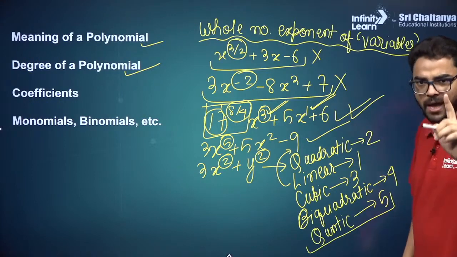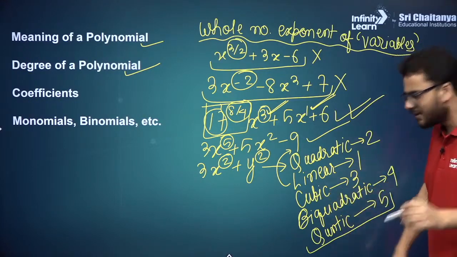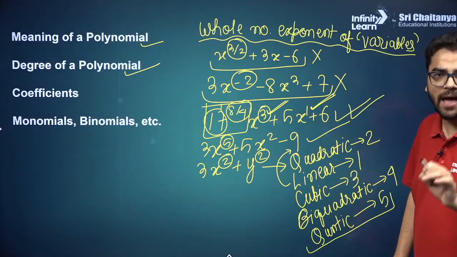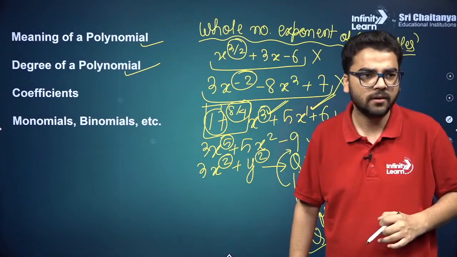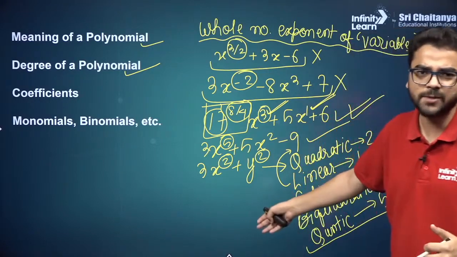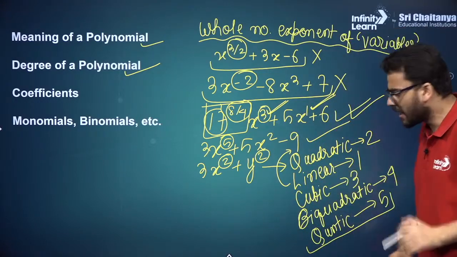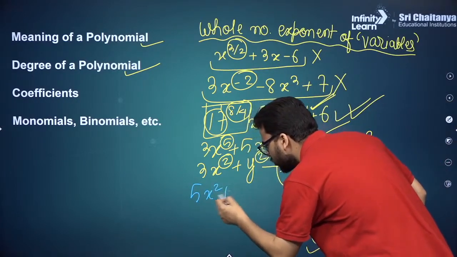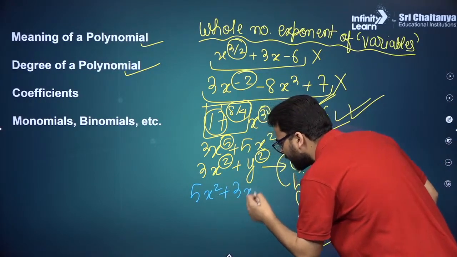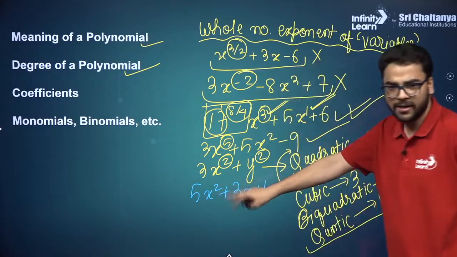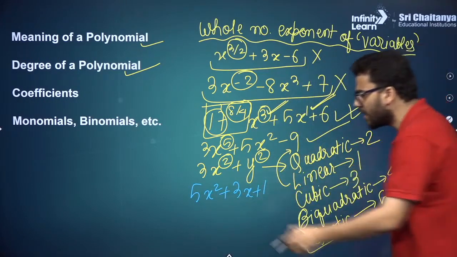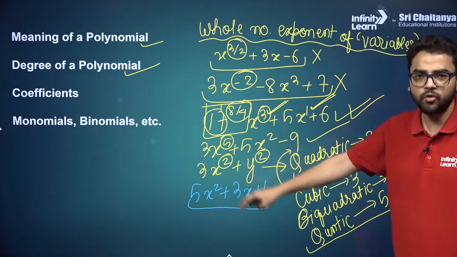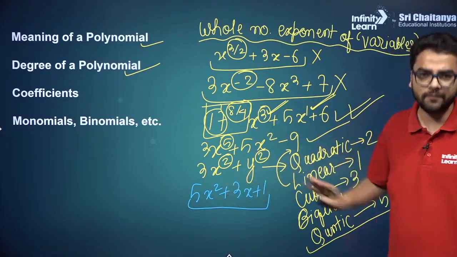And one more thing. It is not like that a polynomial will be in one variable only. It can have more than one variable. Wait, Nilesh, let me explain this one, okay? So for example, suppose you have got something like this. This is a 2-degree polynomial. This is a quadratic polynomial in one variable, because it's a 2-degree polynomial and only one variable is there.